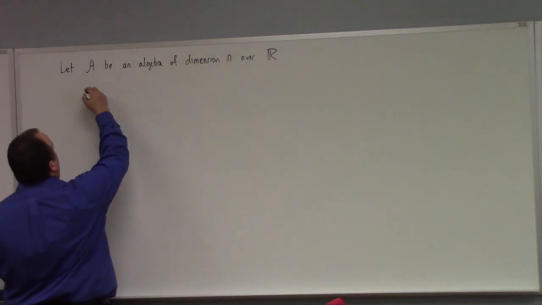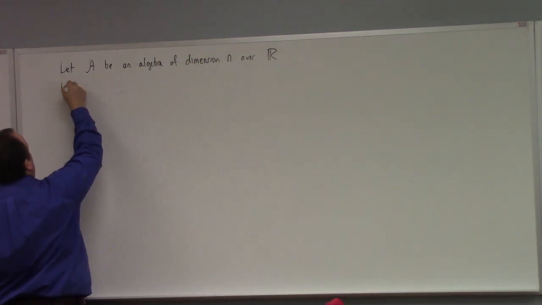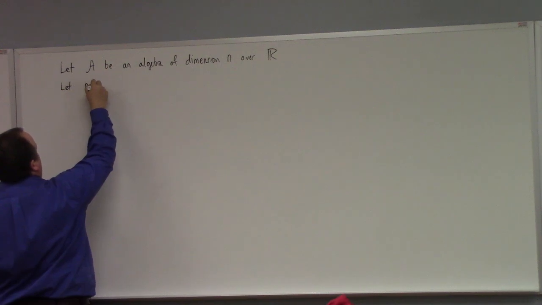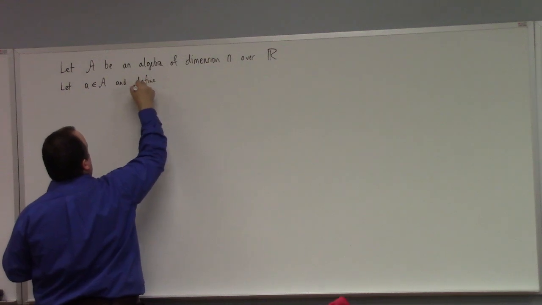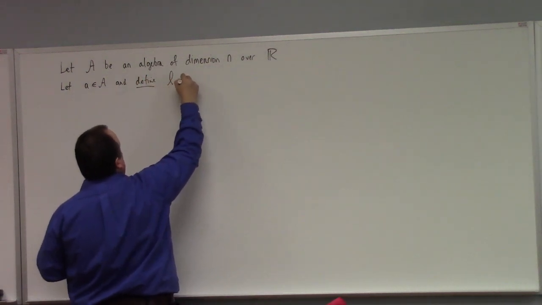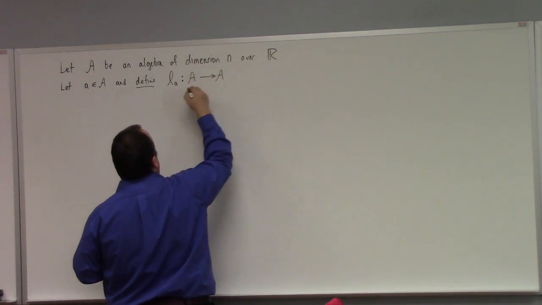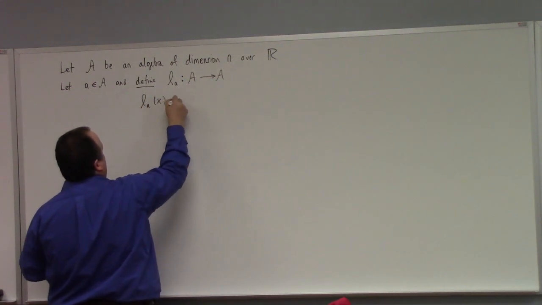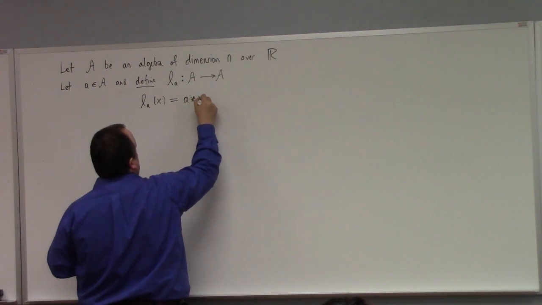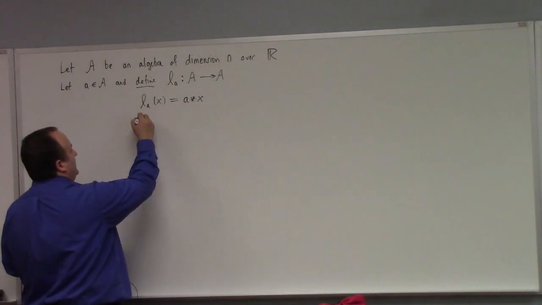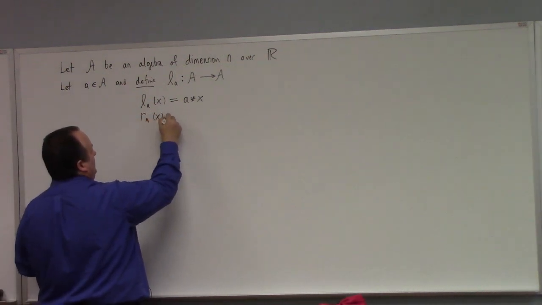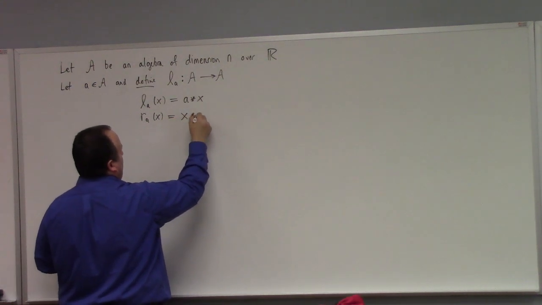Check this out. We can define, let's say a be an element of A, and define L sub a as a mapping from A to A by L sub a of x is equal to a times x. This is called left multiplication by a. You can also define R sub a of x is equal to x times a like that.